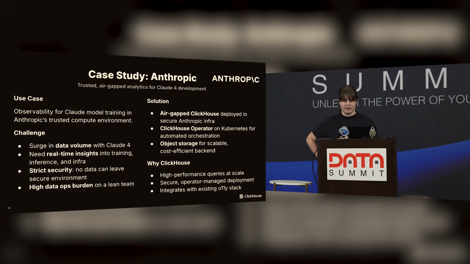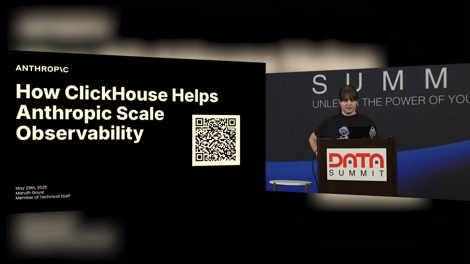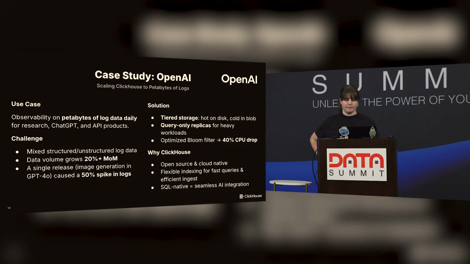On the next slide, I have a nice QR code that you could scan to read the full story, but basically they needed something that could scale with all of the amount of metrics and logs data that they were receiving, which is unshocking to be sure. So basically this is just talking about how they scale with us for observability data.